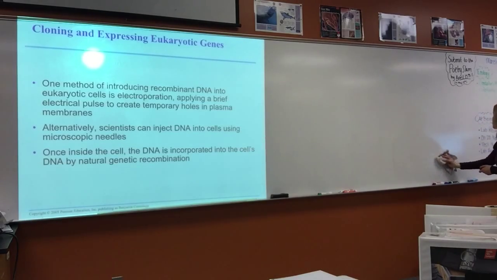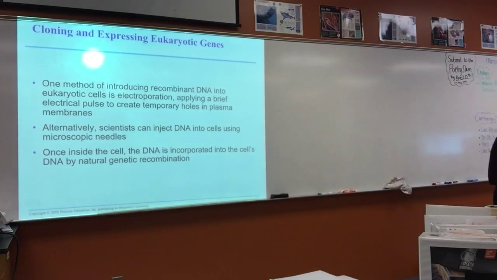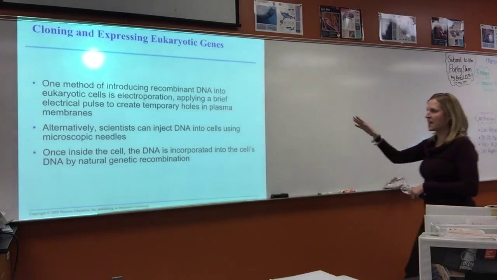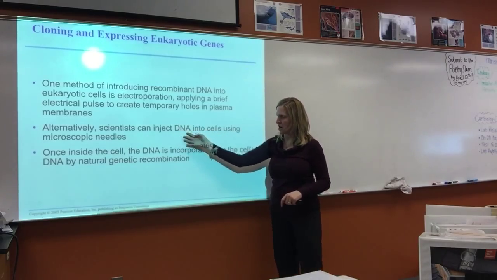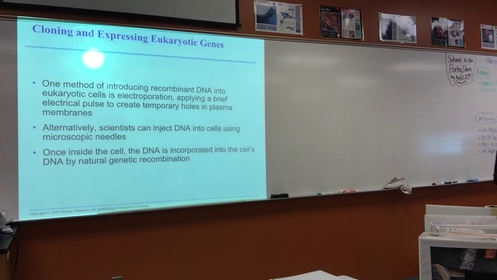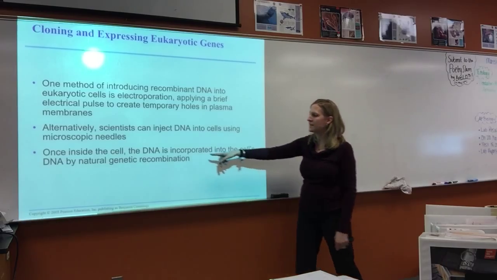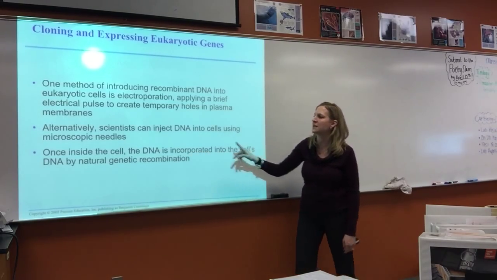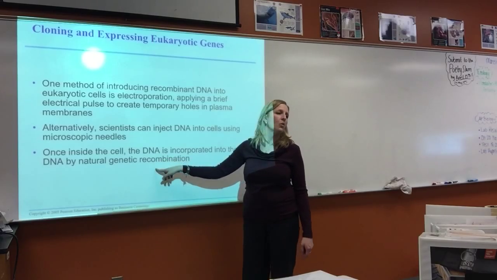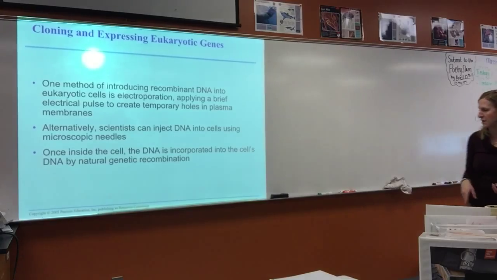One method of introducing recombinant DNA into eukaryotic cells is electroporation, applying a brief electrical pulse to create temporary holes in plasma membranes. In addition, scientists can inject DNA into cells using small microscopic needles. They use a high-powered microscope, look at the cell, and actually inject the DNA into the cell. Once inside the cell, the DNA is incorporated into the cell's DNA by natural genetic recombination. That's another way to say crossing over.